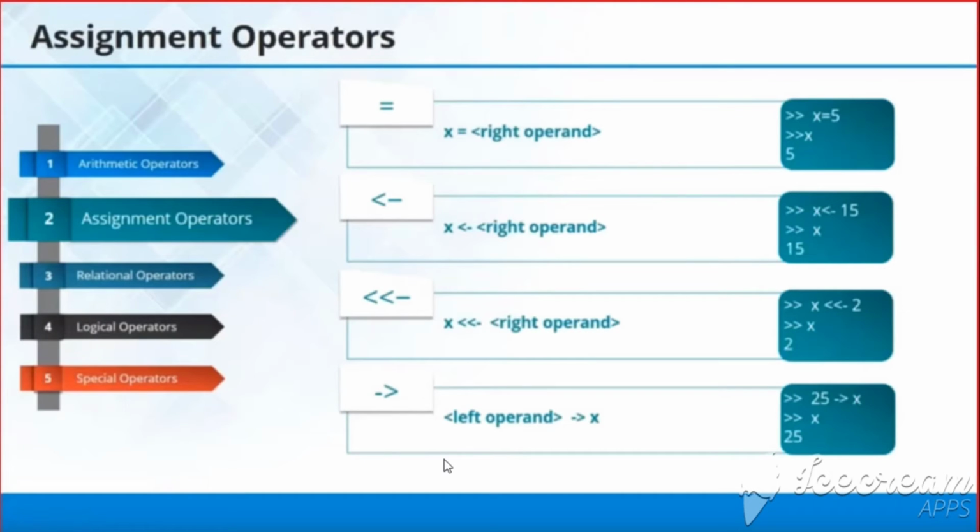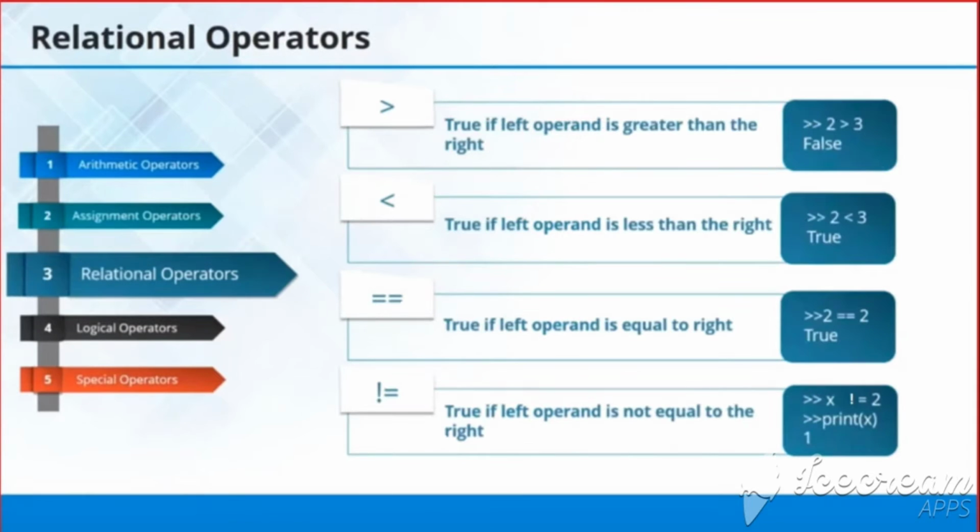So these are the assignment operators which we can use during programming. Next are the relational operators: greater than, less than, equal to, or not equal to. These are the relational operators which we can use during programming. So let's see them one by one.